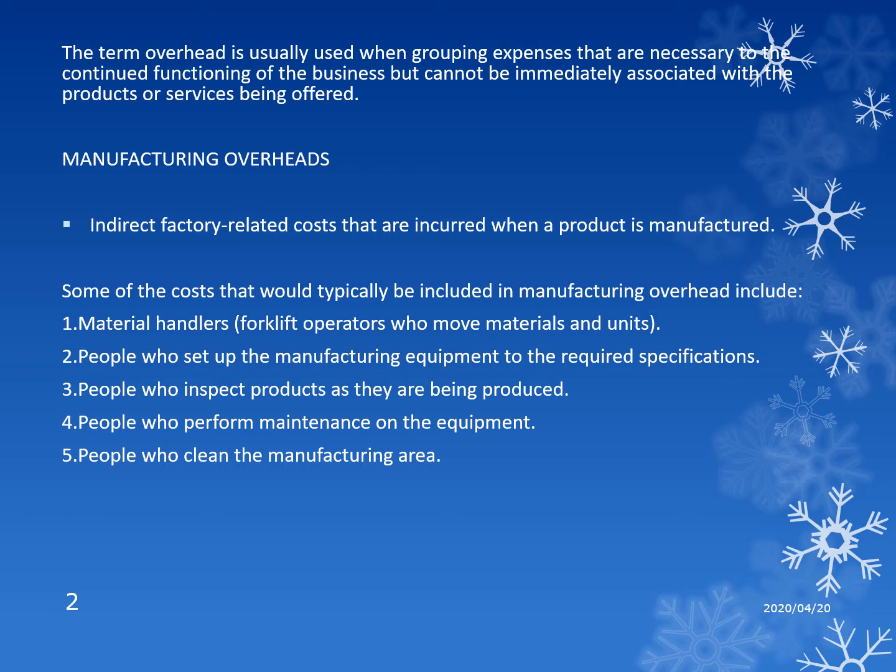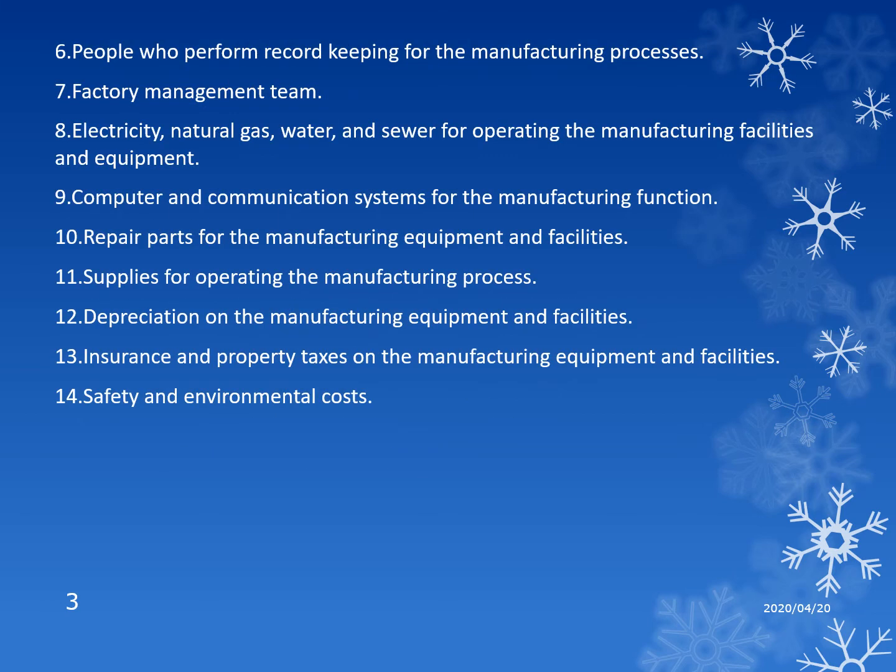Manufacturing overheads will be things like material handlers, the cost paid to them, people who set up machine equipment, and people who inspect products as they are being produced. So the list is endless, and it's not going to be limited to the five that I have shown here. Other examples are people who perform record keeping for the manufacturing process, the factory management team, supplies for operating the factory, and depreciation on machine equipment and facilities.